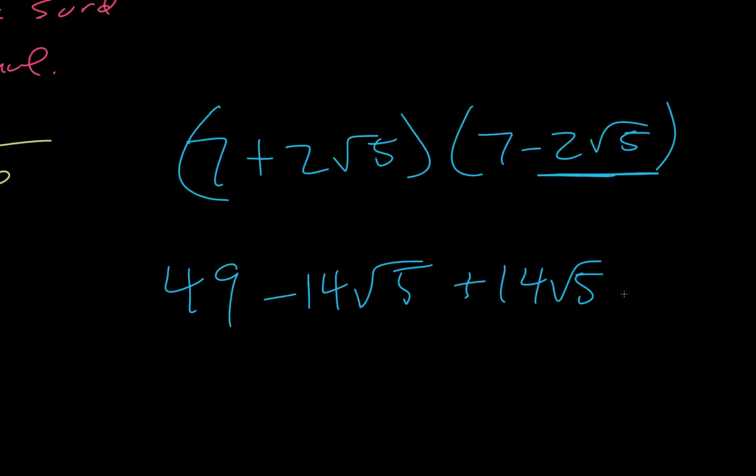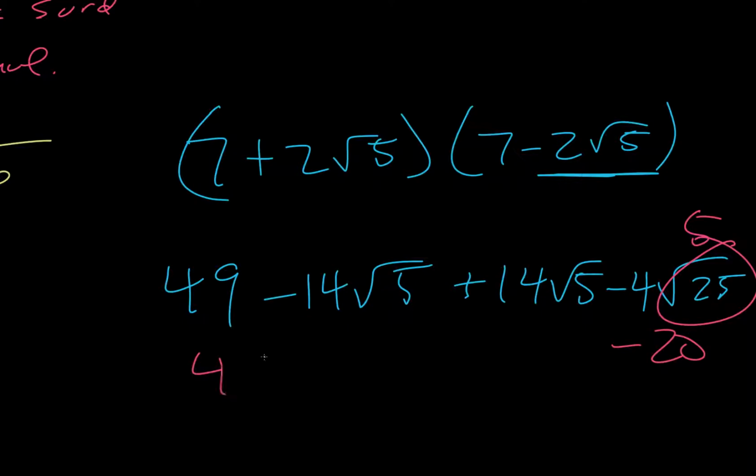And then this times this will be negative 4 root 25. Root 25 turns into a 5. 5 times negative 4 is negative 20. These cancel each other, and so it's just 49 minus 20, which is 29.